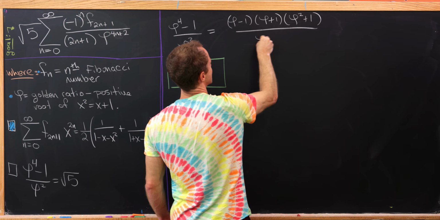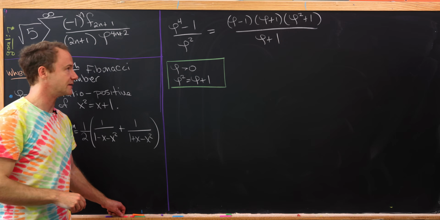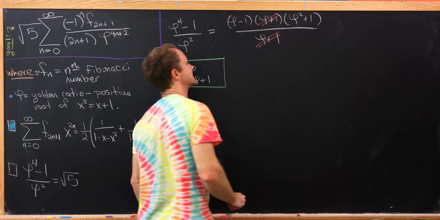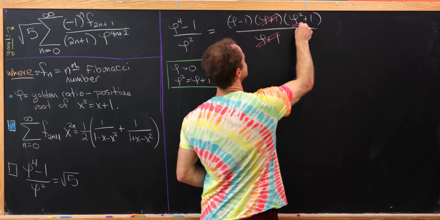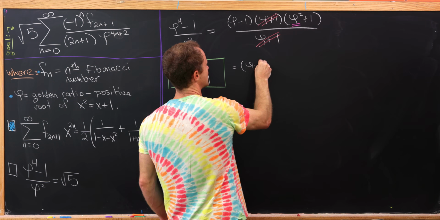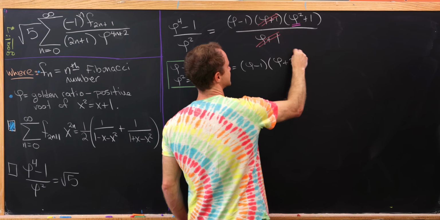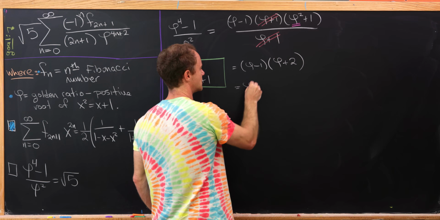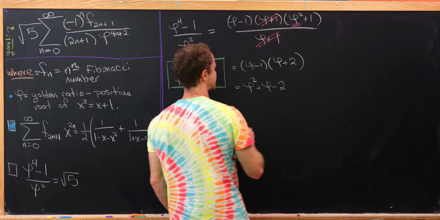I don't think much needs to be said about that. That's just a simple factorization of the difference of squares a couple of times. But check it out. This phi plus 1 will cancel with this phi plus 1. And then we can replace this phi squared with a phi plus 1. So that's going to leave us with phi minus 1 times, well, let's see, that'll be phi plus 2, because we'll have phi plus 1 plus 1. Now let's multiply that out. So we'll have phi squared, and then plus phi minus 2.